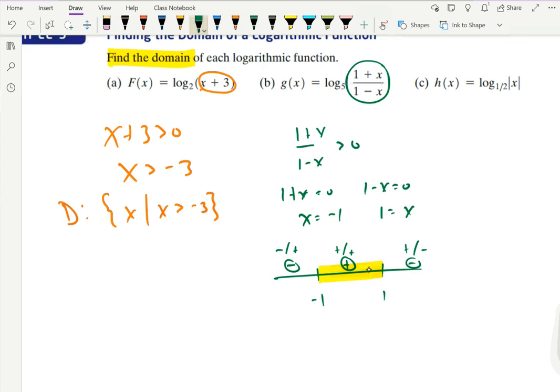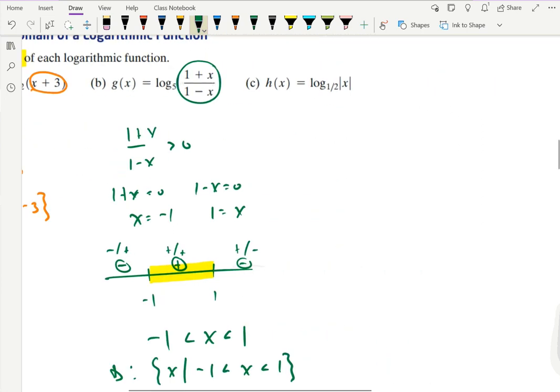Now, since at -1 and 1 it was either undefined or 0, we don't want -1 or 1. We want our x to be in between those. So our domain then, we want, whoops, not F, D. D here, there we go. Our domain is all the x's such that -1 is in between, not less than or equal to, in between. So x is in between -1 and +1. If we have that, then our function is defined.